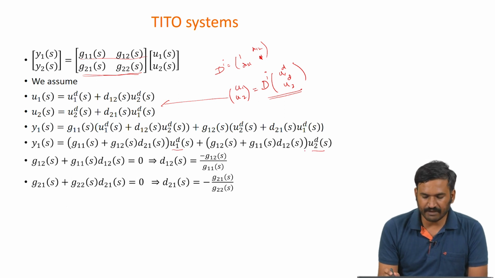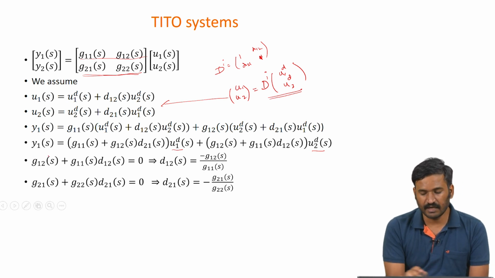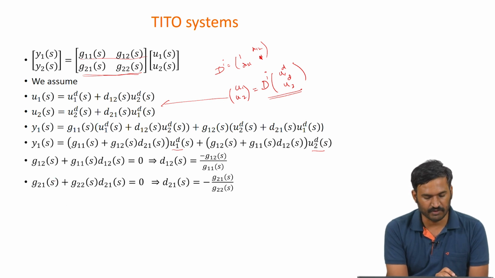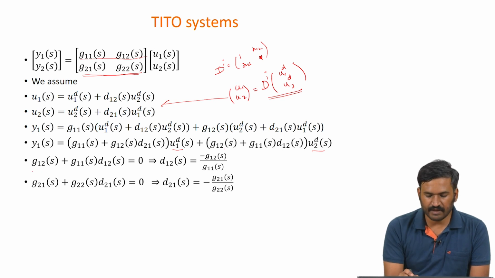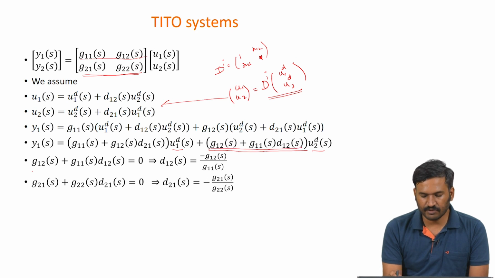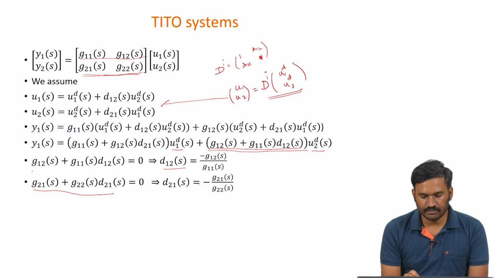The dynamic decoupler design works in such a way that the effect of either u1 on y2 or u2 on y1 is made 0. So, in this case we choose to make the effect of u2 on y1 to be 0. In order for that to become 0, this term has to go to 0. Based on that, we compute d12 as minus g12 divided by g11. Similarly, we take y2 and eliminate the effect of u1 on y2, and solving that equation leads to d21 of s being minus g21 divided by g22 of s.